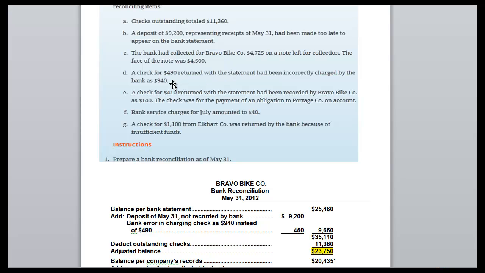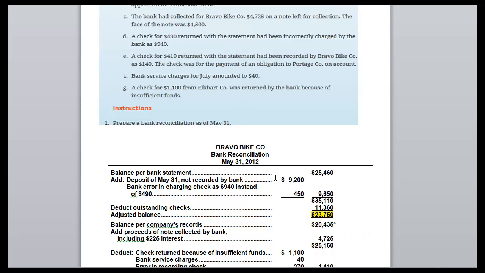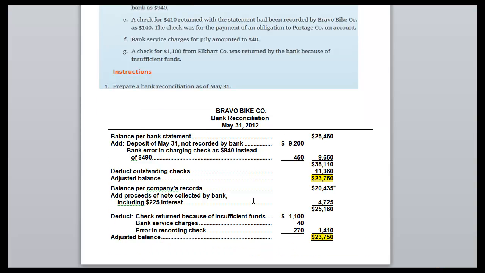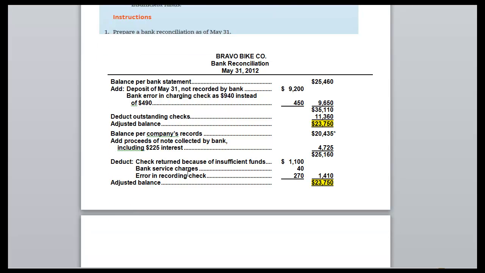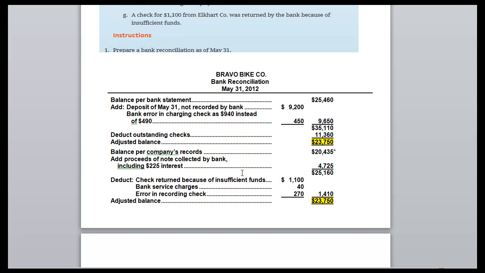Now, I need to mention something about these errors. It says a check for $490 was returned with the statement it had been incorrectly charged by the bank as $940. So anytime you have deposits in transit or outstanding checks, they're going to show up on the bank side of the bank reconciliation. And anytime we're dealing with the other items such as return fees, service charges, NSF checks, non-sufficient fund checks, all that's going to show up down here in the book section. But the errors can show up in either place. Notice there's an error right here, and there's an error right here.